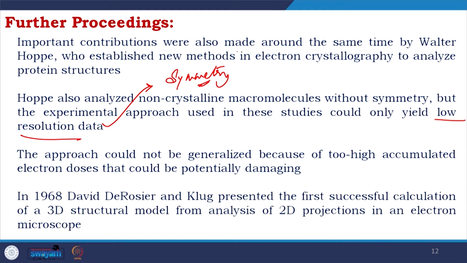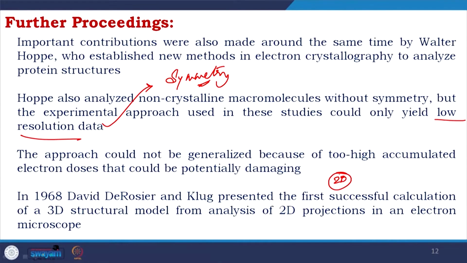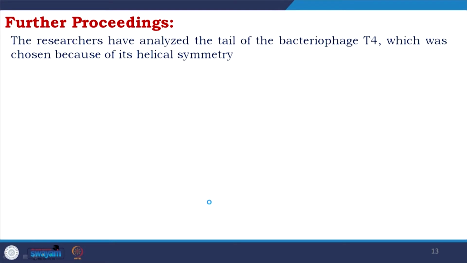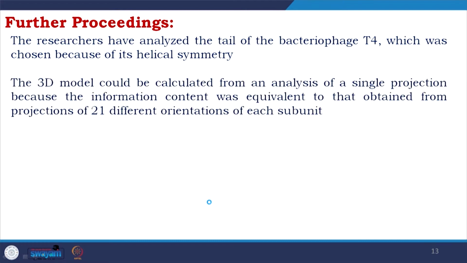In 1968, David DeRosier and Klug presented the first successful calculation of a 3D model from analysis of 2D projections in an electron microscope. So, for the first time the dream of conversion of a 2D picture to a 3D model was successful, by DeRosier and Klug. The researchers analyzed the tail of bacteriophage T4, which was chosen because of its helical symmetry. As I told, symmetry is extremely important here.